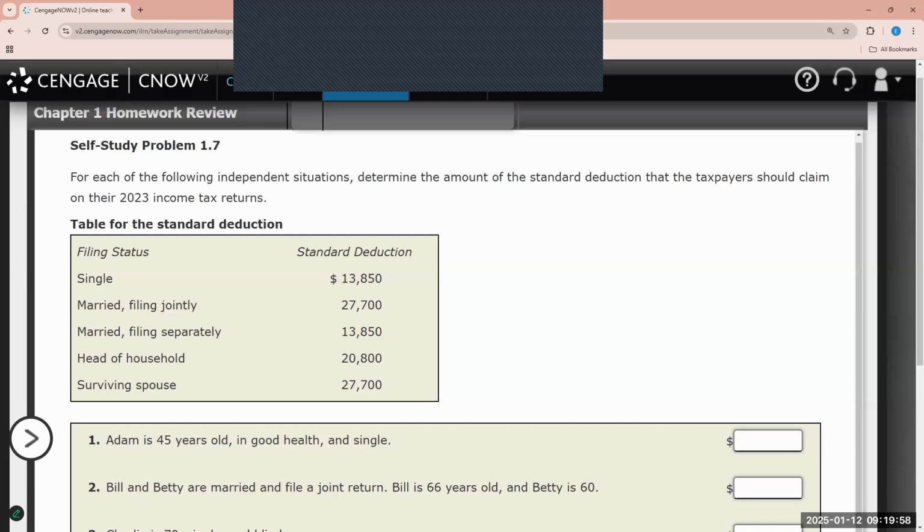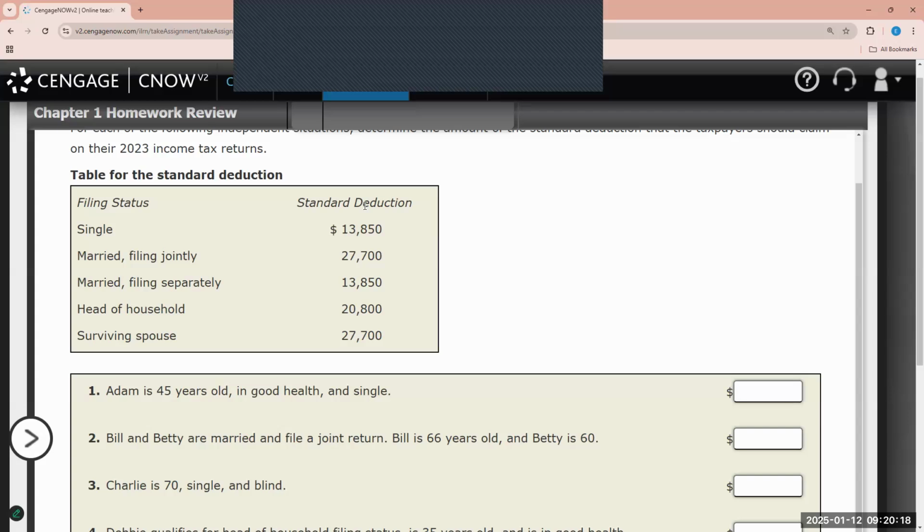All right, so we're continuing in the same concept, talking about the standard deduction. It states, for each of the following independent situations, determine the amount of the standard deduction that the taxpayers should claim on their 2023 income tax returns. The standard deduction for 2023 for a single individual is $13,850. One key thing to keep in mind is that each year these amounts change, depending on inflation, rather, I should say. So for 2023, as we see here, for a single individual, it is $13,850. And there have been some adjustments, obviously, for the new year.